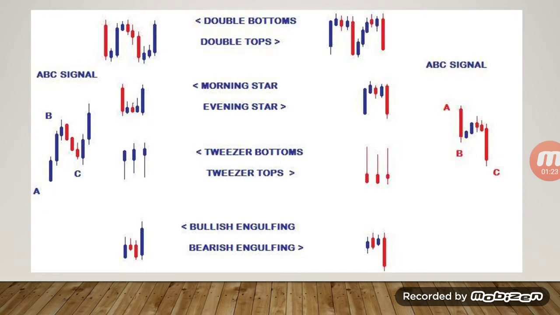Here you can see the typical examples of double bottoms and double tops, as well as ABC signals, as well as on the bottom left hand corner here, a bullish engulfing candlestick formation, which was also present in this trade and which was provided by the market as a follow-up to the double bottom formation.